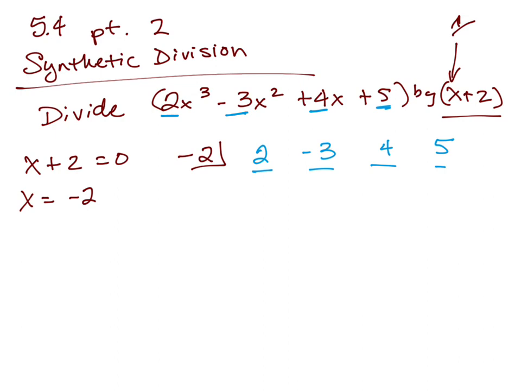Okay, so here's how this works. You're going to drop the first number down to the bottom row. We're working with 3 rows here. Row 1 is what you just wrote. Row 2 is in the middle. Row 3 is on the bottom. So we're going to drop the first number to the bottom.